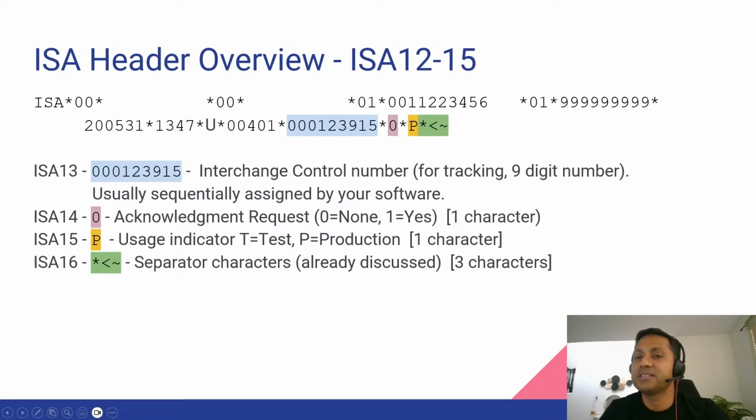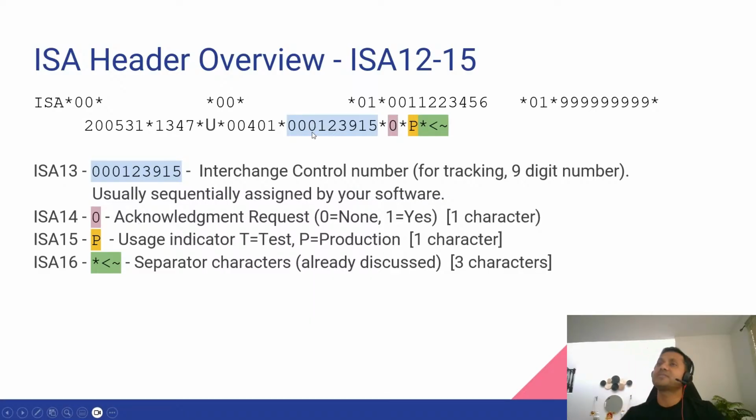Now let's focus on the next portion. ISA 12 is, as I mentioned, the interchange control version number, often called the release number. So it tells the release number, and it has to be exactly 5 characters long. Then ISA 13, which is the interchange control number. It's basically a 9-digit number and usually sequentially assigned by software.